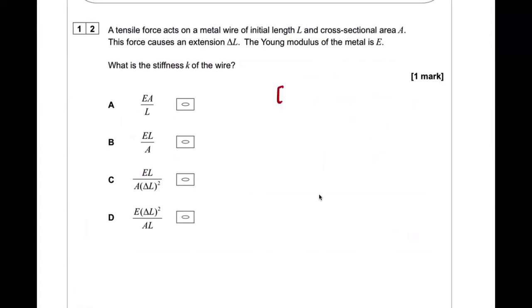So E equals TL over A delta L, right? So tension over delta L is basically the spring constant. This is the stiffness, right? So this is KL over A, which is equal to E. So K is EA over L, that is option A.